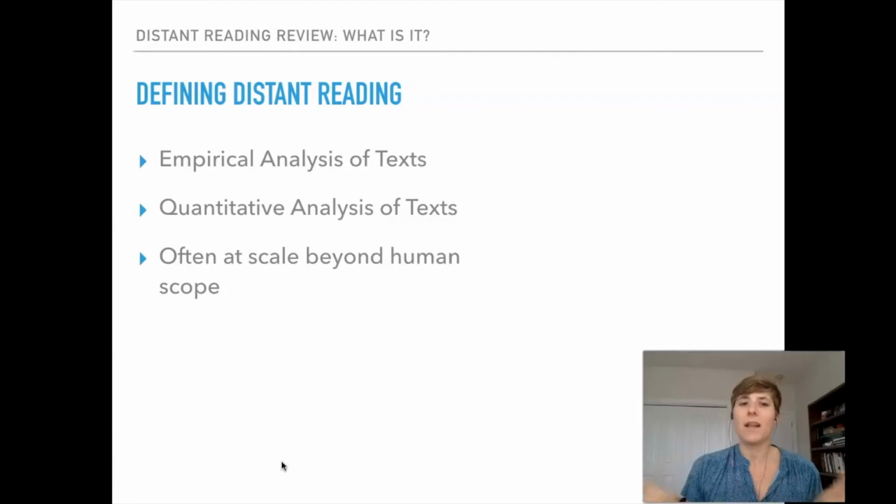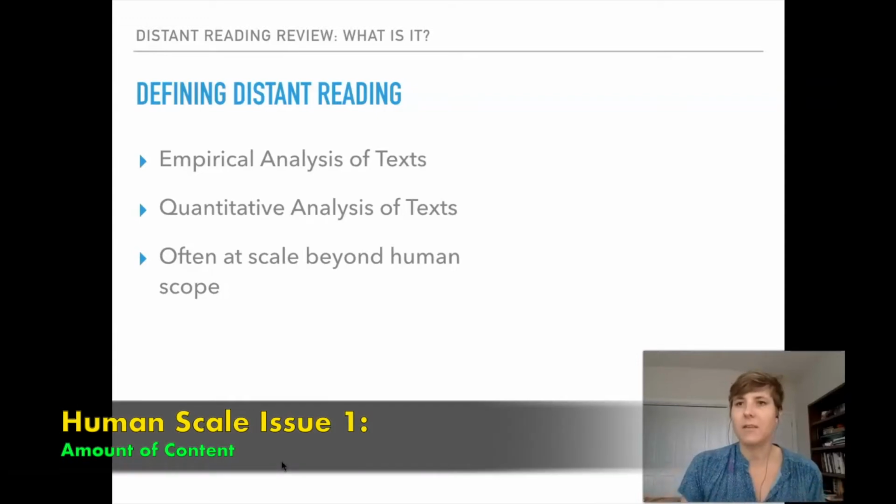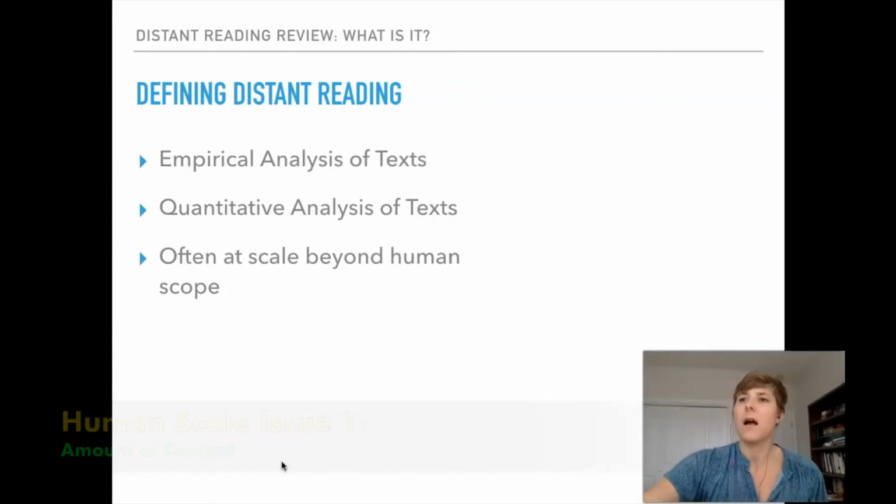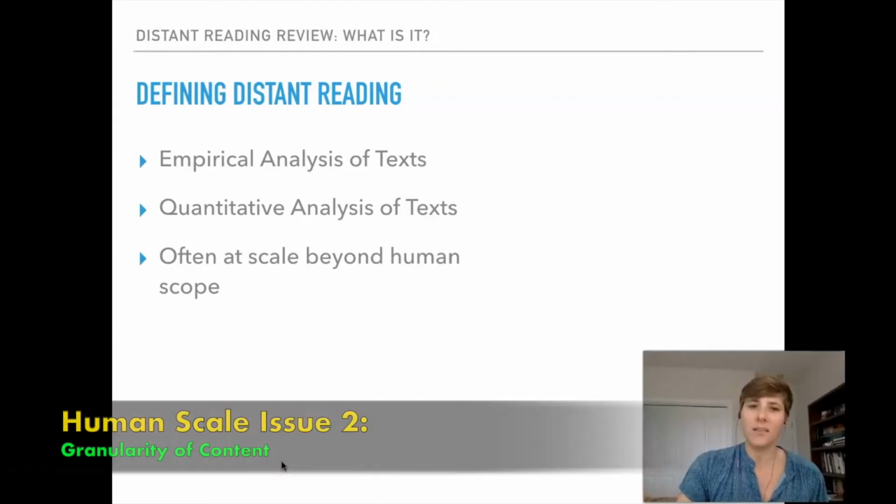And so what does that mean? What is a scale beyond human scope? So this can be an issue of how much content you're dealing with, right? So thousands upon thousands of books. We talked a little bit about if we wanted to read every book ever published in the 20th century. That would be, I mean, probably in the millions of texts at this point, and that's far beyond any kind of human scope to do, but very easy for a computer to do. Another way that we can think about the problem of scale is granularity of content, right?